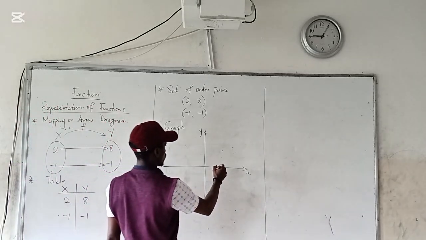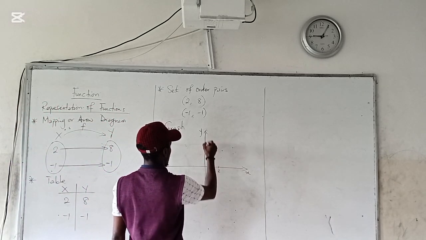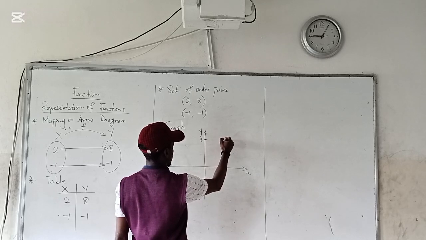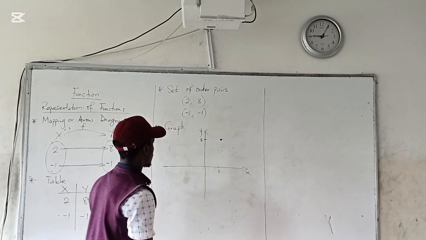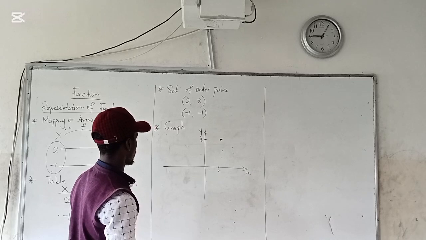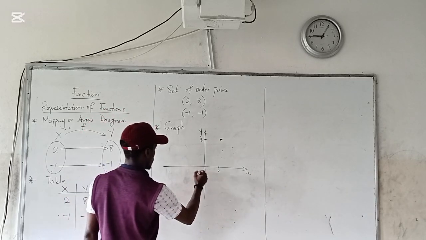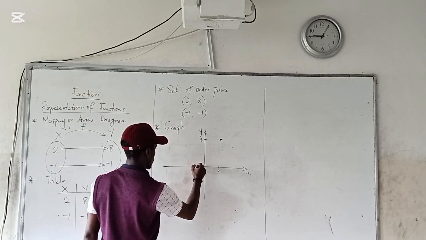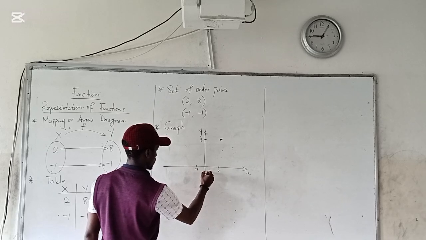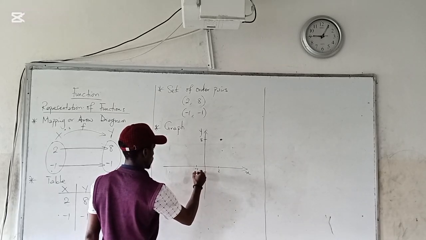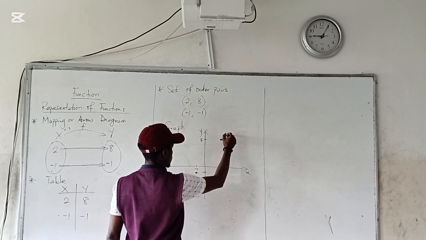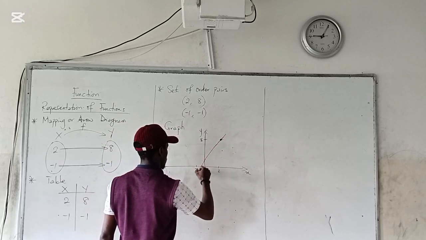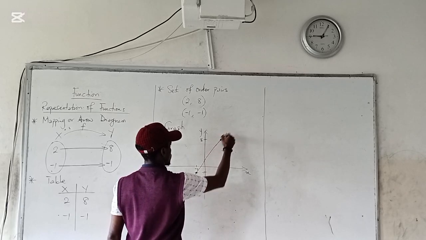So for example, let's say I want to plot these 2 points. My x is 2, let's say this is 2, and my y is 8. Let's say I have this point here. Then I have x is -1, y is, let's say, -1 as well. So let's say it's here. So I can have a line that comes here. So that gives me a line.